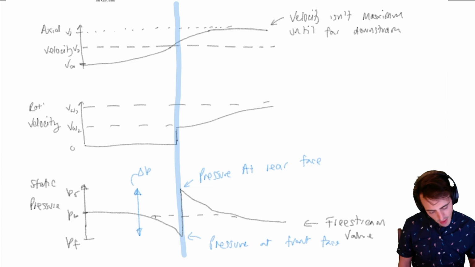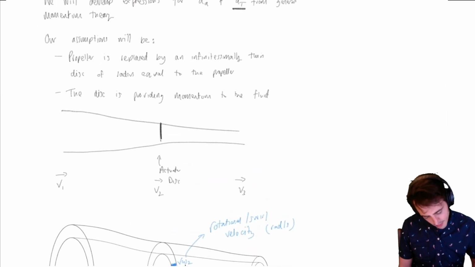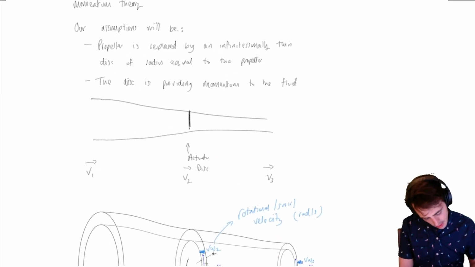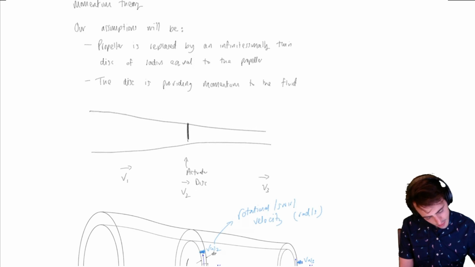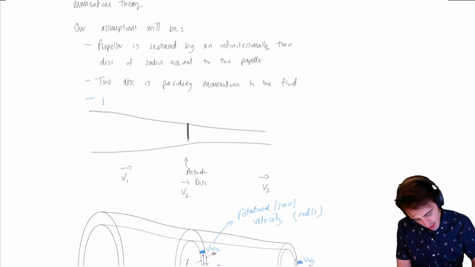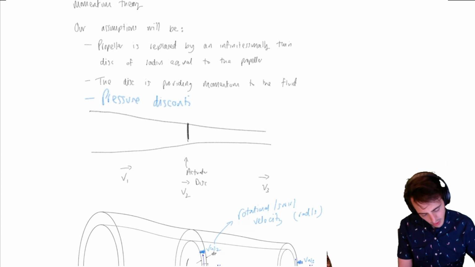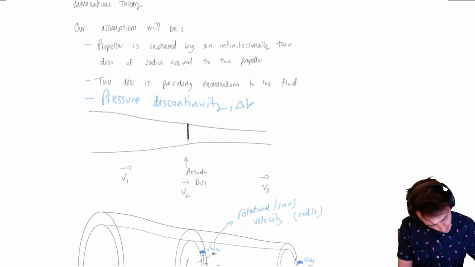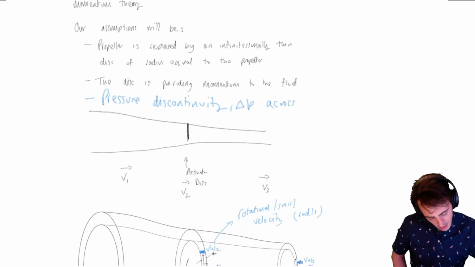Let's just have a look at, so we'll write that down as another assumption. So I've written these down as assumptions. Let's just move these down a little bit. And we'll say here we've got a pressure discontinuity. If I can spell discontinuity correct. There we go, so we've got a pressure discontinuity delta P across the disk.